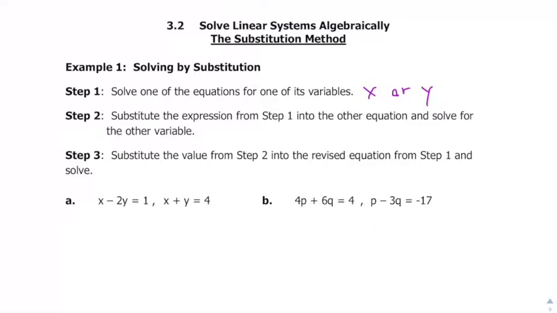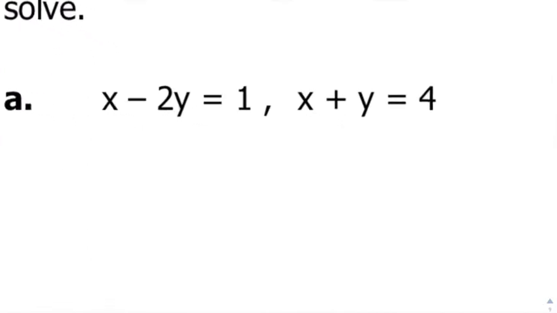Substitute the expression from step one into the other equation and solve for the other variable. Once you do that, you're going to get an x or y value, hopefully, at the end, like x equals 10. Then you're going to take that answer and plug it into either of the two equations, and then you will be able to get the second part of your answer. So let me show you what that looks like here.